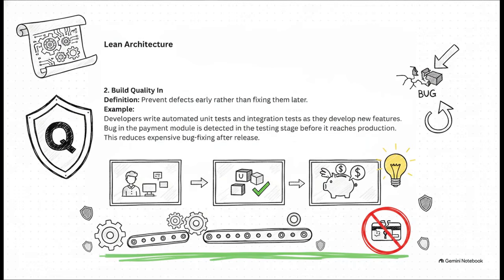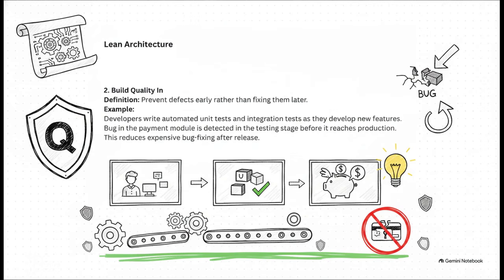Principle 2 is all about building quality in. You know how in traditional setups, testing is often shoved to the very end of the cycle? Well, Lean completely flips that. We prevent defects early instead of scrambling to fix them later. Rather than waiting for the whole thing to break, you build quality in right from the get-go.